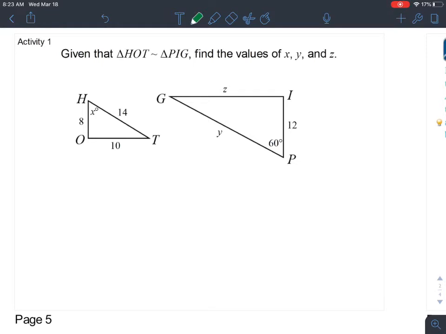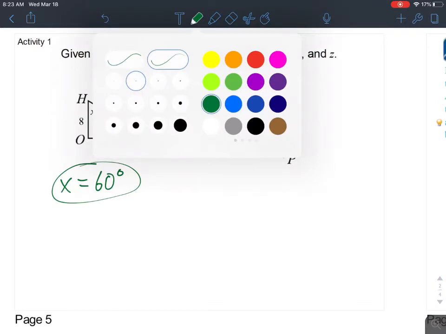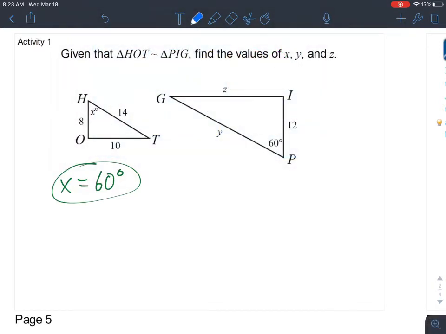But I just wanted to point out that since H and P correspond, we do know that X is going to be equal to 60 degrees. I apologize, I said it was going to be difficult. I think I was thinking of one of the homework questions where it looks like the X and the angle measure are the exact same, but it turns out you actually need to find a different angle measure in the picture. So sorry about that. It turns out that was actually really easy.